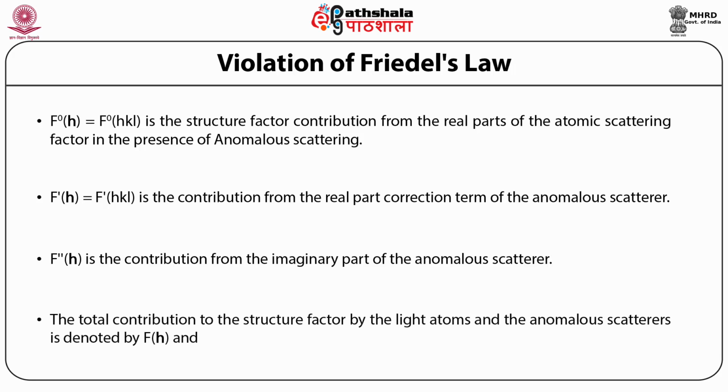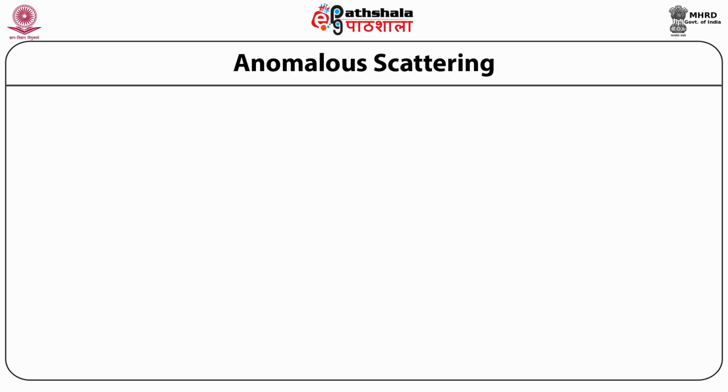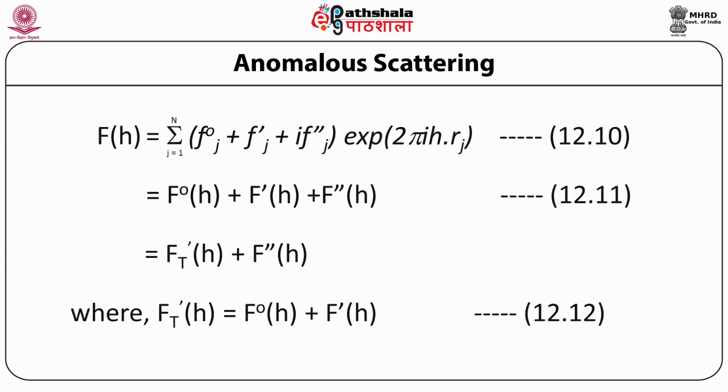The total contribution to the structure factor by the light atoms and the anomalous scatterers is denoted by F of h. Now we can have an expression for F of h as summation over little j equal to 1 to n of f naught j plus f prime j plus i f double prime j, because this is a new atomic scattering factor in the presence of anomalous scattering. This is multiplied by e power 2 pi i h dot rj.